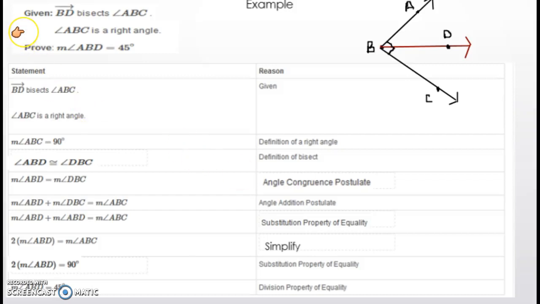Hi, this is a help video for your first constructed response. The first constructed response is a proof. So this is not an identical proof, but it has some similar concepts in it.